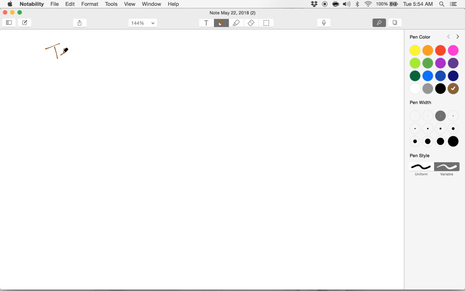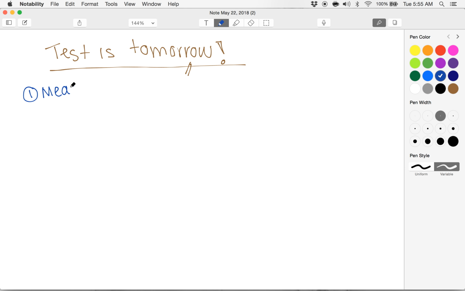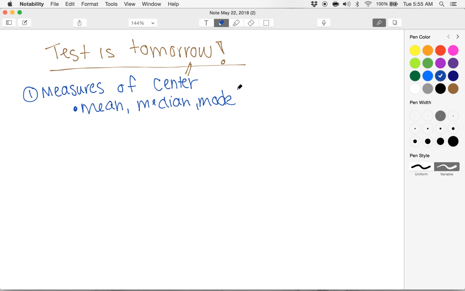First off, the test is tomorrow. Okay, tomorrow is your test. So on that test, you need to know a couple things. One, you need to know the measures of center. Measures of center include mean, median, and mode. You need to be very comfortable with all three of these.